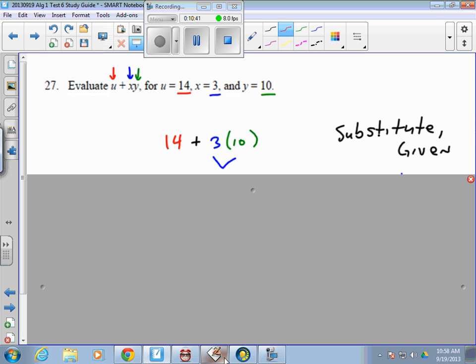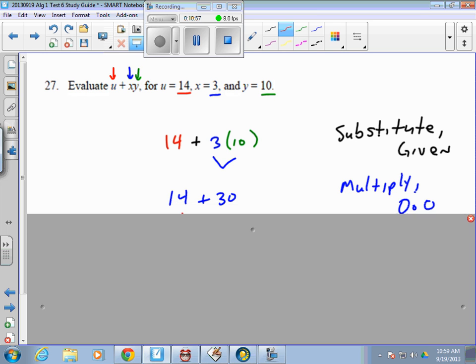27 says evaluate u plus xy when u's 14, x is 3, and y is 10. In place of u, plug in 14. In place of x, plug in 3. In place of y, plug in 10. So that's just substituting in given values.